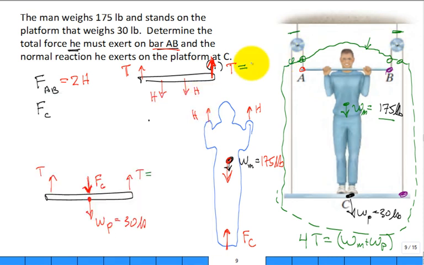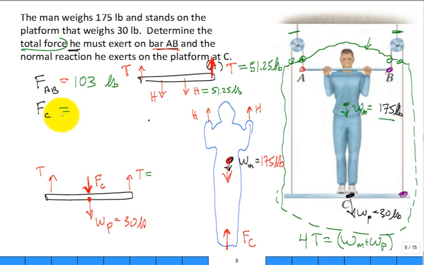Okay, so this is 51.25 pounds. All right, from this free body diagram of the bar A to B, can you tell me what H is? Each hand exerts a force of 51.25 pounds. True? So the total force that the man exerts on the bar is 2H, which is 102.5 pounds. You want to round it off to 103? Perfect. 103 pounds. True? Did I leave you in the dust? Are you still with me?